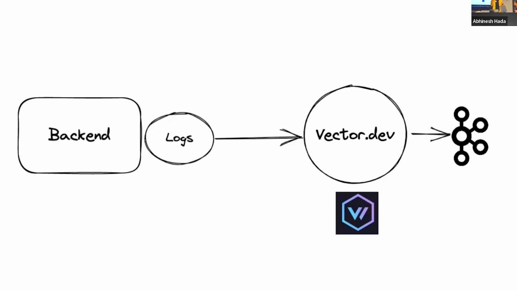And we can also have things like transformations happening in Vector. We want to reformat, rename, and filter events, right? We don't care about all events. We only care about events coming from the sidecar. So all those filters happen inside Vector, and we get those events in the end to Kafka.